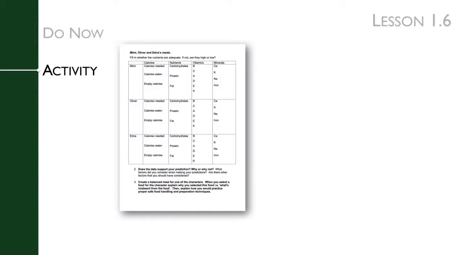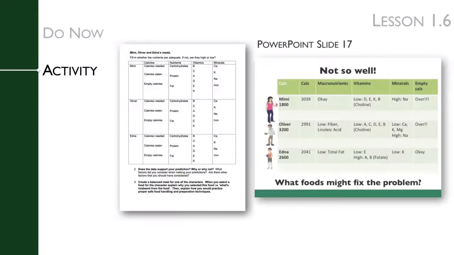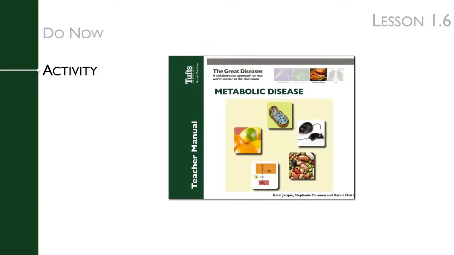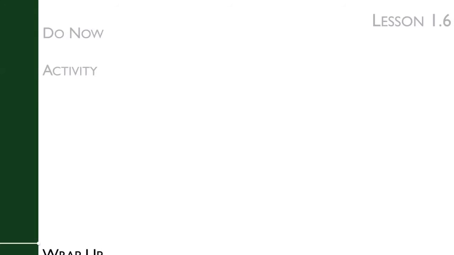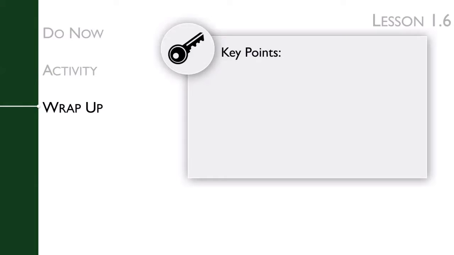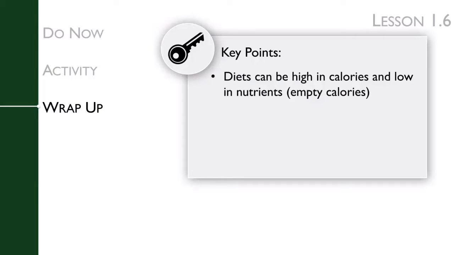After students have completed this activity, you will review the answer to the worksheets together. The teacher manual goes over the steps of this activity and offers prompts to help guide the discussion with your class. The key points of this lesson's wrap-up are that diets can be high in calories and low in nutrients, which is called empty calories.